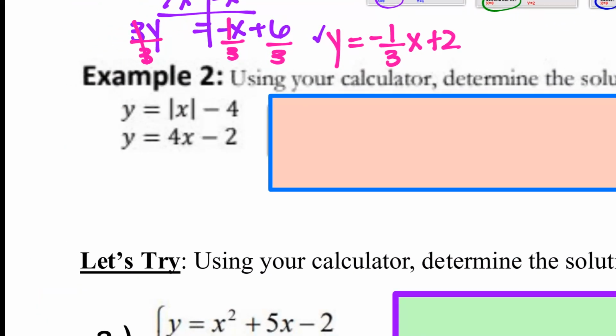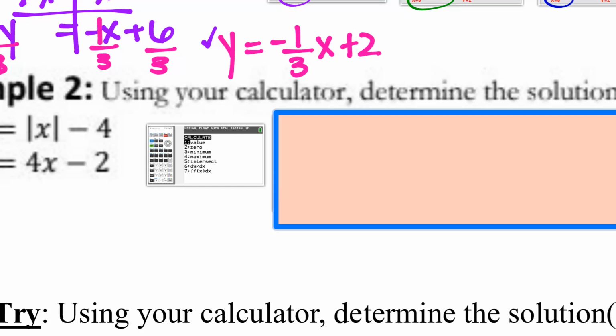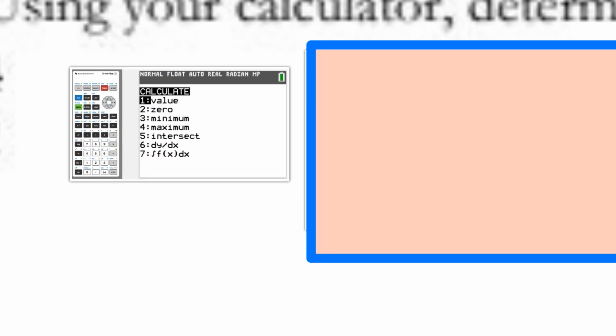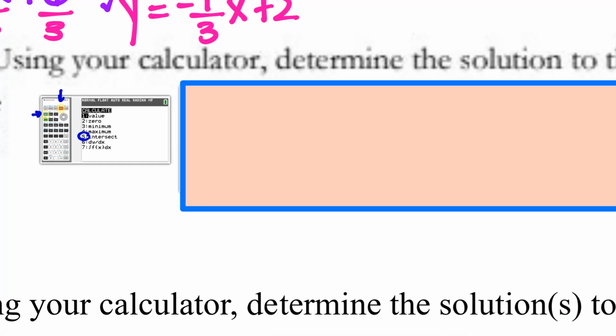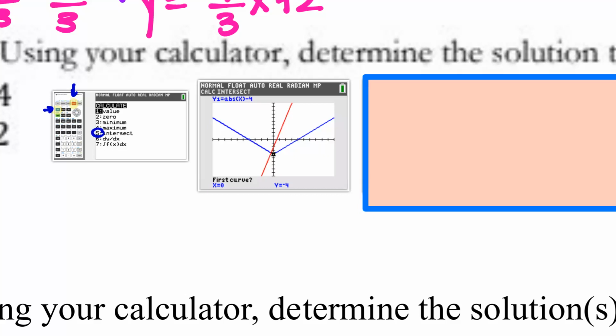These, luckily, are both in y equals, so go ahead and plug them into your graph. Again, you can pause the video while you plug it into the graph, view the graph, and then again, the same process happens, right? So we're going to do second calculate, and we're going to look for the intersection. It's going to do the same thing. What's your first guess or your first curve?